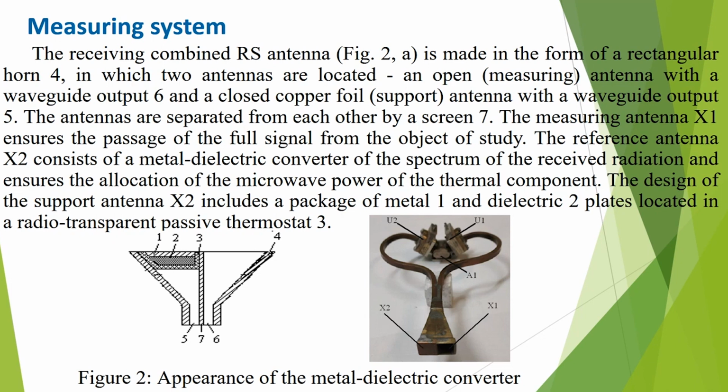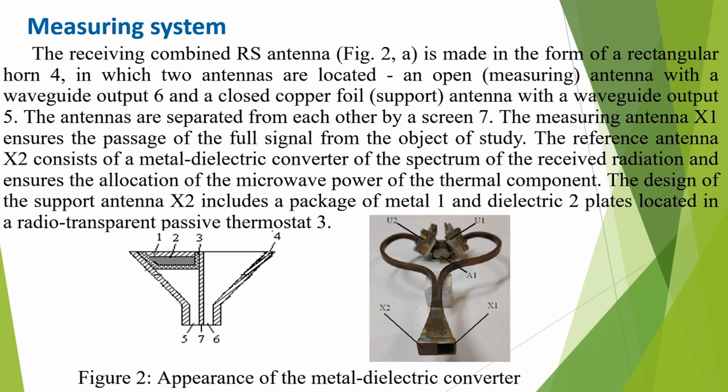The measuring antenna X1 ensures the passage of the full signal from the object of study. The difference antenna X2 consists of a metal-dielectric converter of the spectrum of the received radiation and ensures the allocation of the microwave power of the thermal component. The design of the reference antenna X2 includes a package of metal 1 and dielectric 2 plates located in the radio transparent passive thermostat 3.